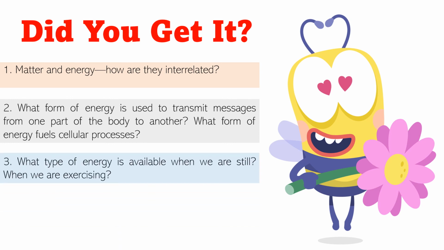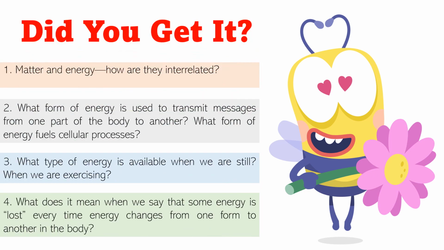What type of energy is available when we are still and when we are exercising? So, when we are still, we know that energy is stored in our body. We say that it is potential energy. But when we are exercising, we call it kinetic energy because we are moving.